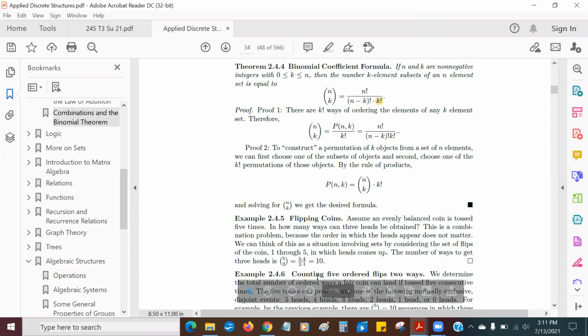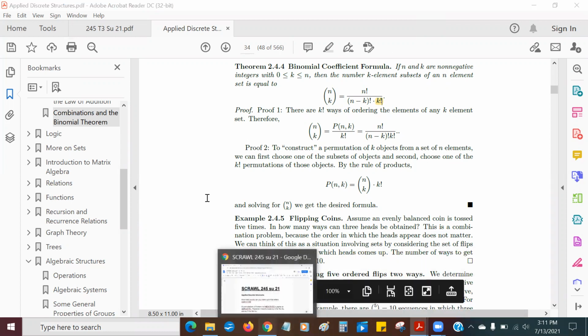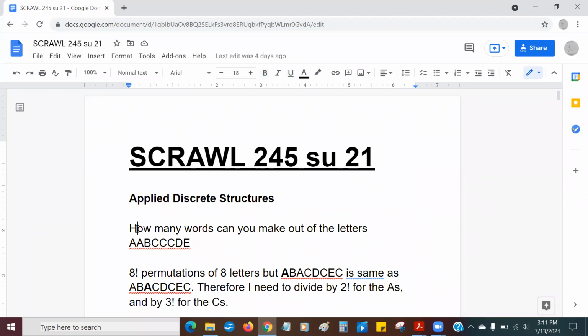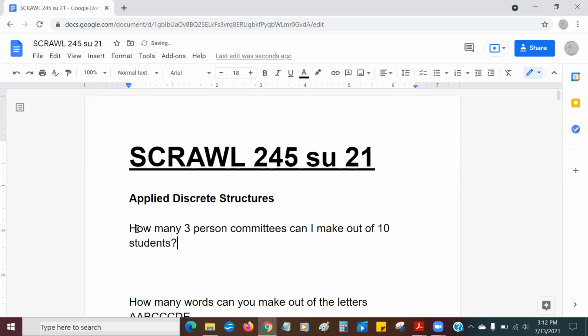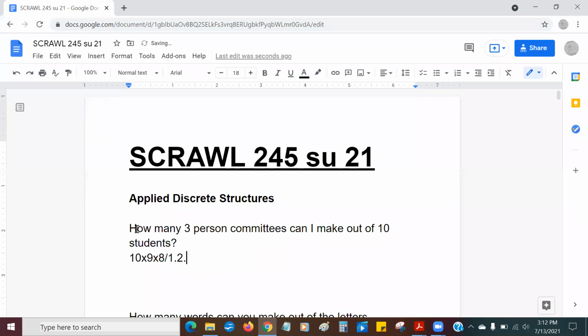So let's go back to that. How many 3-person committees can I make out of 10 students? It's basically going to be 10 times 9 times 8, and I'm going to divide it by 1 times 2 times 3.